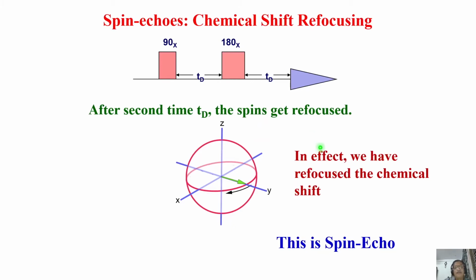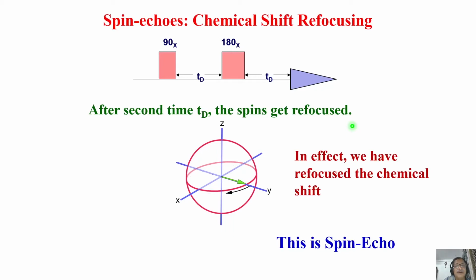Now wait for another time TD. This is called a second time delay. After some time, what happens? All the spins get refocused. Imagine different spins will be moving at different speeds. One may be moving fast, one may be moving faster, one may be moving fastest. Similarly, one may be slow, one may be slower, one may be slowest, and they are all moving at different frequencies.